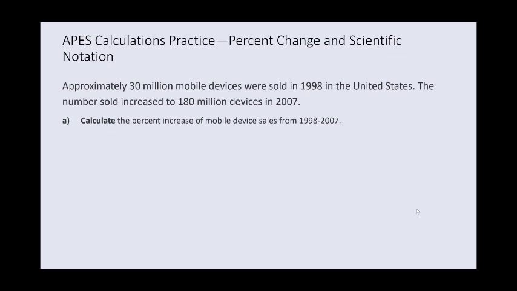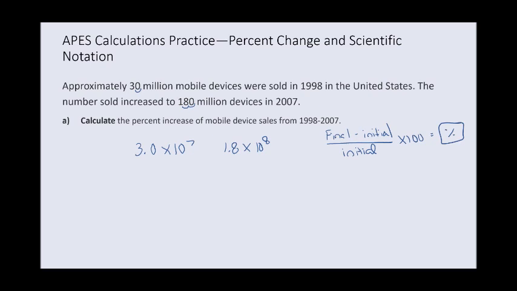The first thing I want to do, of course, is convert these really large numbers into scientific notation. So 30 million becomes 3.0 times 10 to the 7, and 180 million becomes 1.8 times 10 to the 8. That's because million is 10 to the 6, and I'm adding 2 here and just adding 1 there. The other thing I want to remember is how to calculate percent increase. Remember, that's final minus initial over initial times 100, and that'll give us our answer in percentage.